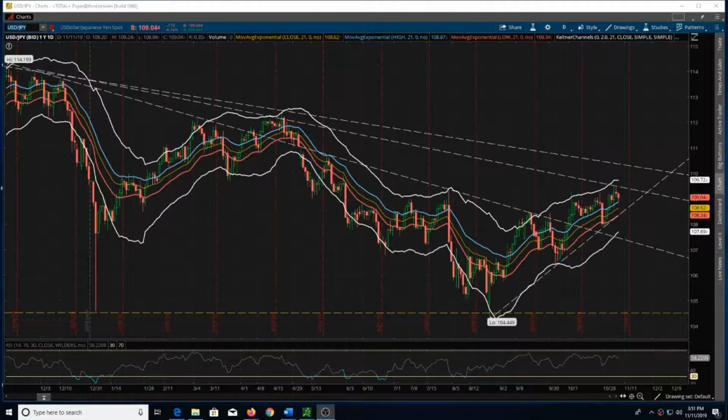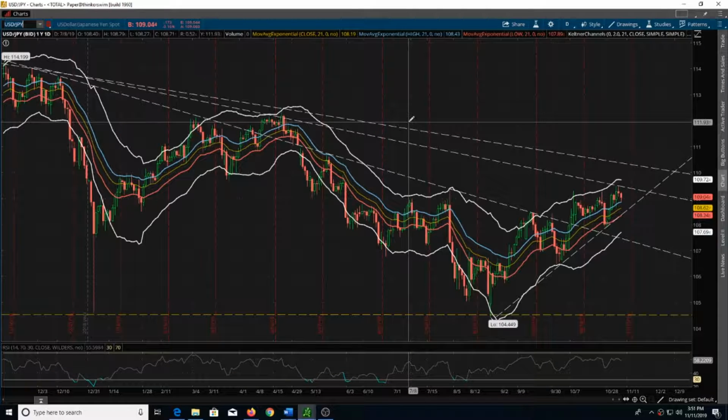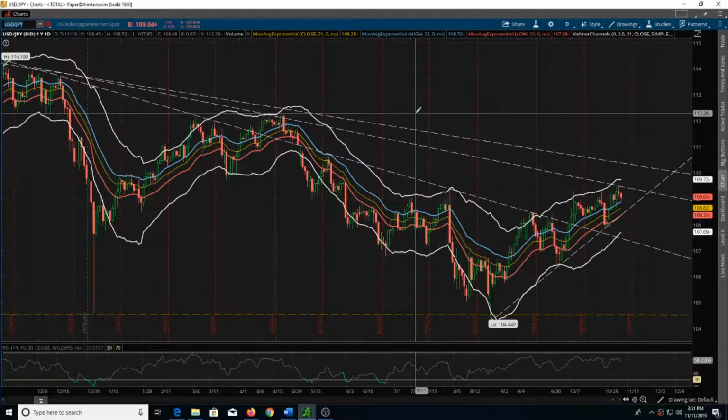I have a very simple but very effective Forex trading strategy I want to go over with you today. What you have on the screen is a sample of a wave indicator that I use when trading stocks and Forex. Today we're going to focus on Forex to show you how it works.